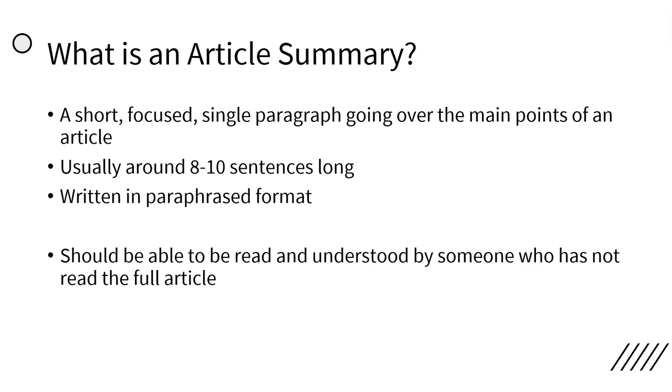First of all, let's talk about what an article summary is so that we all know what the various rules are. An article summary is a short, focused, single paragraph that goes over the main points of an article or a chapter. Okay, so it's simply one paragraph that somebody could read to get an idea of what the longer article is about. They're usually around 8 to 10 sentences long, although this can vary depending on the length of the article or the chapter that you're looking at. But 8 to 10 sentences is about the range that you're looking for.